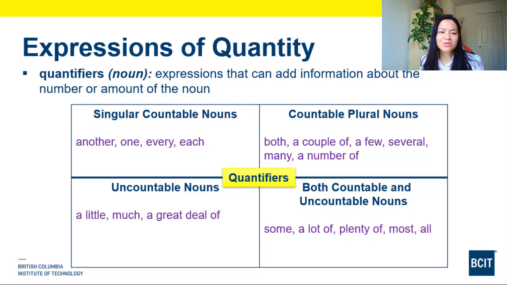Others can only be used with uncountable nouns. A little, much, a great deal of. There is not much agreement amongst the team. And still others with both countable and uncountable nouns. Some, a lot of, plenty of, most, all. We have plenty of resources and plenty of time.